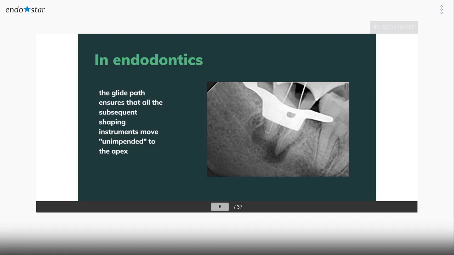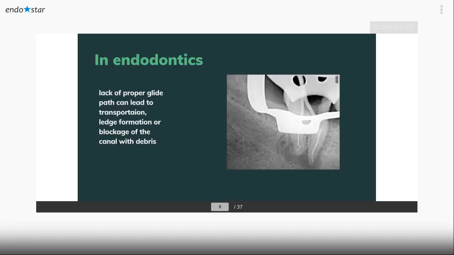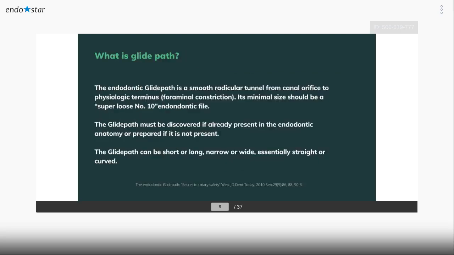Coming back to Dr. John West's work on glide path, he describes the endodontic glide path as a smooth radicular tunnel from the canal orifice to the physiological terminus. Its minimal size should be a super loose number 10 endodontic file. The glide path must be discovered if not already present in the endodontic anatomy, or prepared if it's not present. This path can be short or long, narrow or wide, or essentially straight or curved, depending on the anatomy of the tooth being treated.